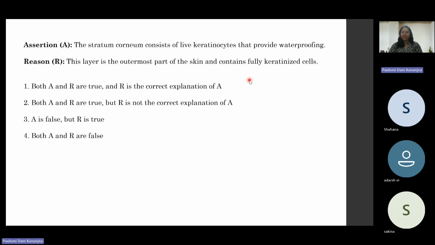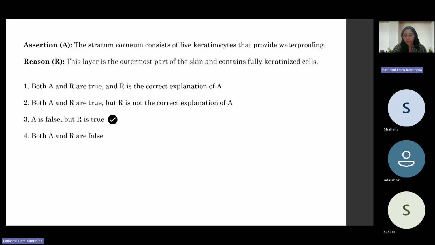Anyone? Any answer? Any guesses? Okay, someone says one. No answers, no more. Okay, no worries. Okay, yes, I see someone typing. Two. Okay. So one and two, which is basically saying that both of them are correct, but they are not the correct explanation. That's incorrect.